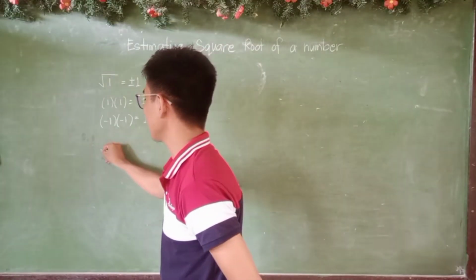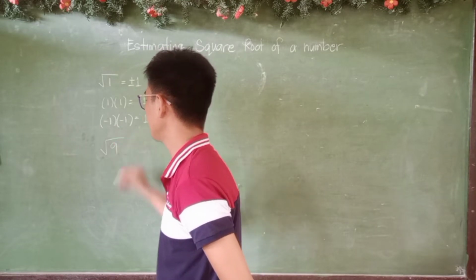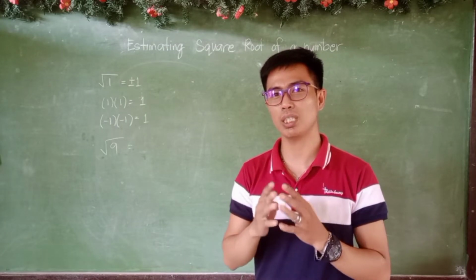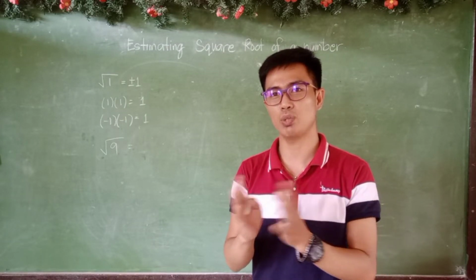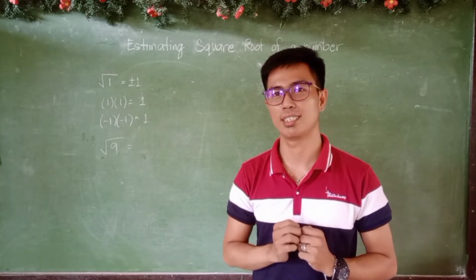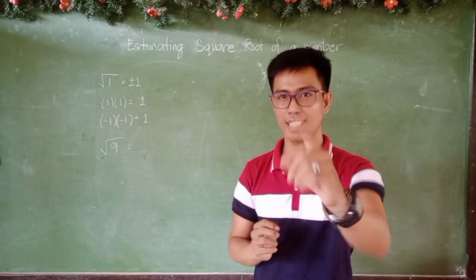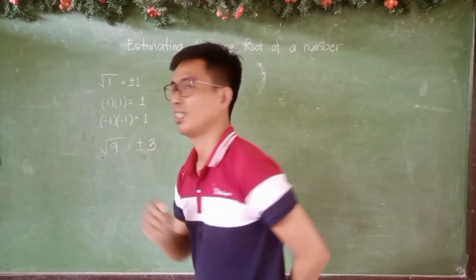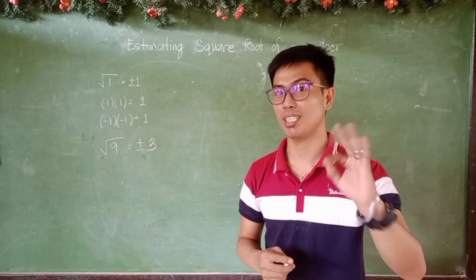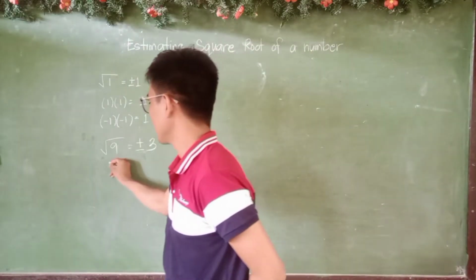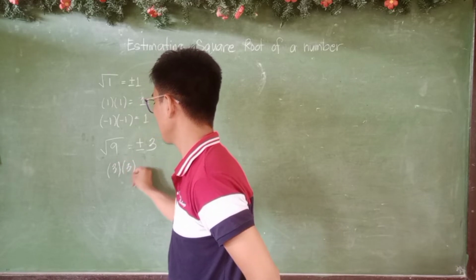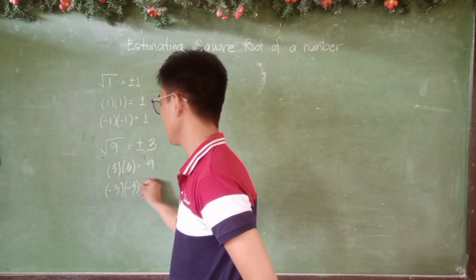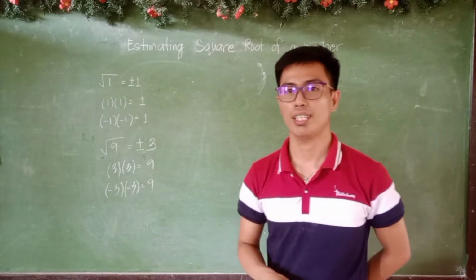So let us try another. Let us try 9. What is the square root of 9? What is the number that when multiplied to itself, the result is 9? That is positive and negative 3. Check natin. 3 times 3 is 9, and we also have negative 3 times negative 3. The result is also 9.